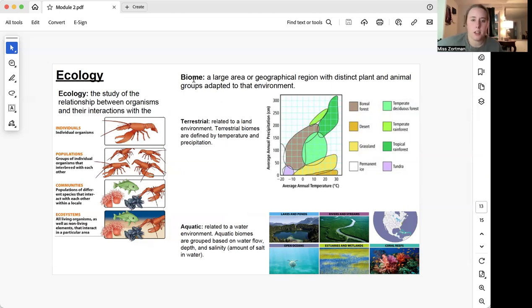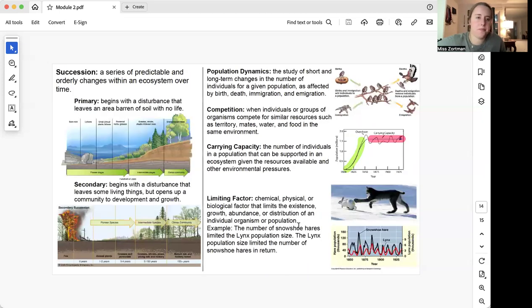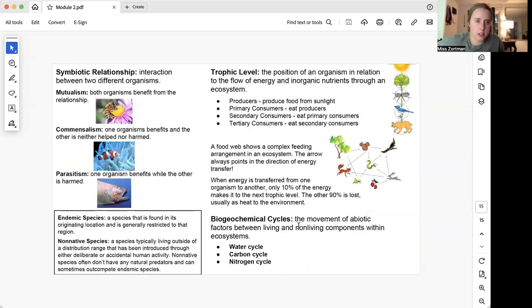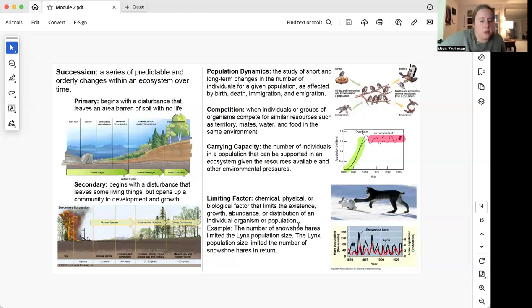So starting kind of big here, we have a biome. A biome is just an area that is classified by its climate or the plant and animal species that are present in that environment. Okay, so we have forests, we have deserts, grasslands, tundra, rainforest, deciduous forest, all those. Then we also have our aquatic biomes like the ocean and freshwater biomes. Okay. These two slides are the more important ones, I believe, though.